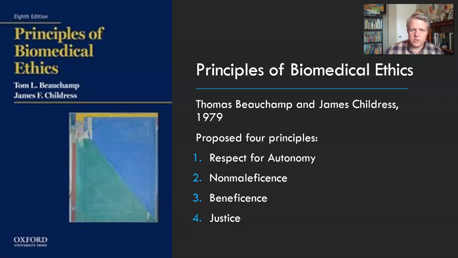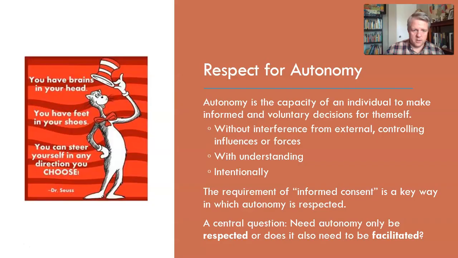At the same time, Beauchamp and Childress were working on Principles of Biomedical Ethics and doing a similar thing on the clinical side, trying to develop these principles that could help us reason about particular ethical conundrums that we encounter in the clinical setting. And Beauchamp and Childress proposed 4 principles. The first is respect for autonomy. The second is nonmaleficence. The third is beneficence. And the fourth is justice. We're going to take a look at each of these principles in turn.